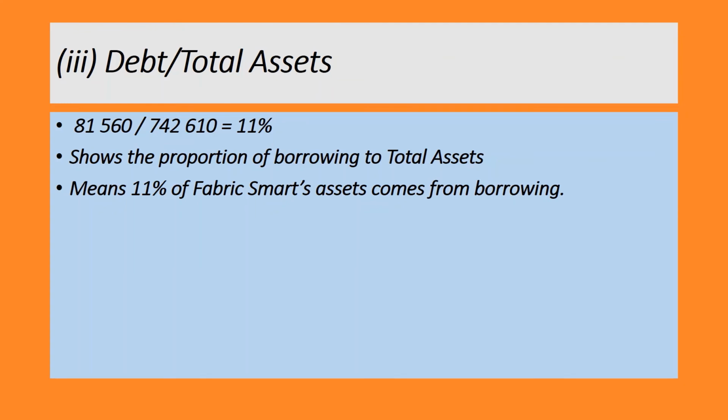So we are going to look at the debt to total assets. The total debt is 81,560 from the balance sheet, and the total assets is 742,610. And when we work it out as a percentage, it works out to 11%. So this shows the proportion of borrowing or debt to the total assets. And what it means is that 11% of Fabric Smart assets comes from borrowing, and that's a very low percentage. And maybe they can do some more borrowing.